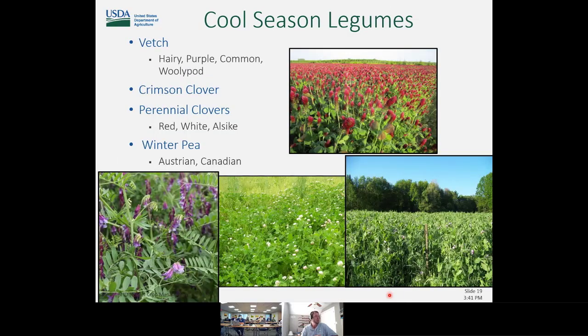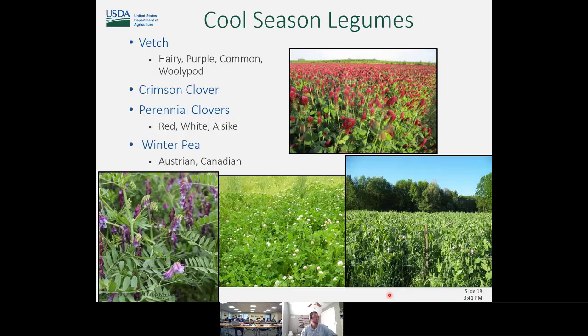Cool season legumes, and again, these are going to likely be a lot of the staples. Things like vetch, whether it is the hairy, the purple, the common, the woolly pod vetch. And you may ask yourself, well, why are there so many different varieties of vetches? Just like I only have crimson clover here noted, but there are a lot of different varieties of crimson clover as well. And we find that with a lot of different species that there has been a lot of different varieties within that species that have been bred or selected for certain traits, and we'll actually cover that.